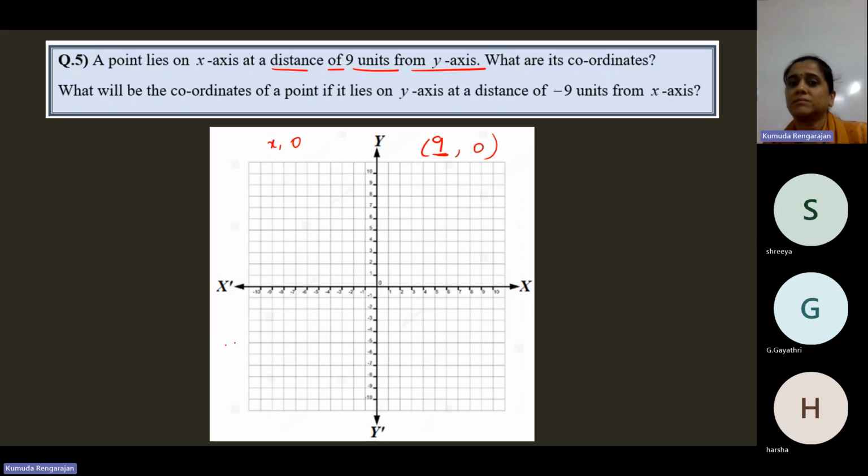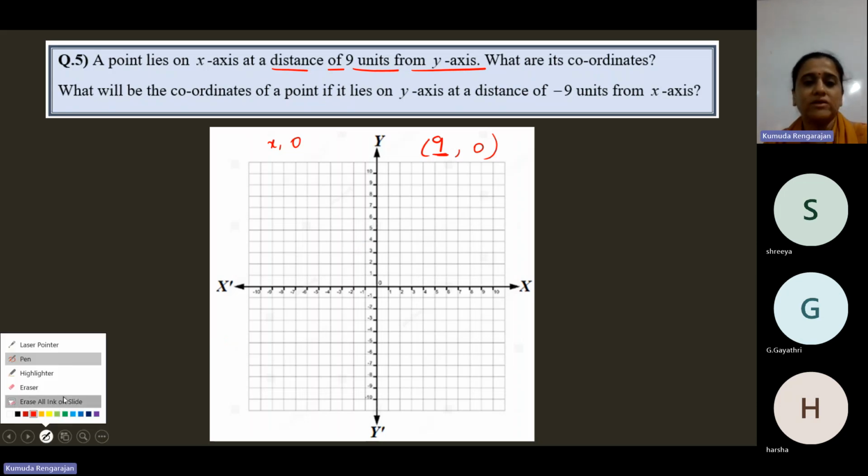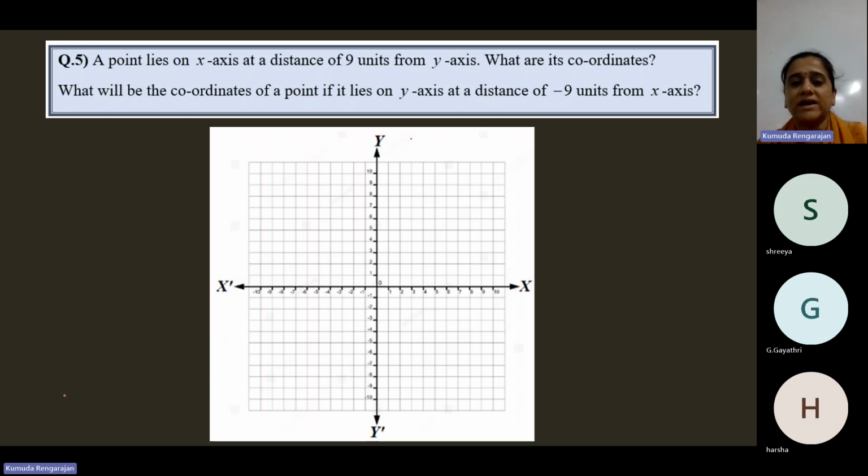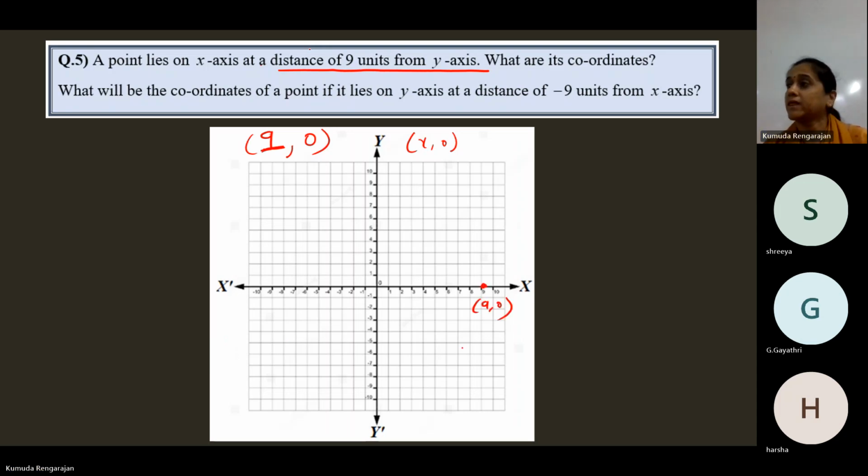9 comma 0. The point lies on the x-axis, so its address will be of the form x comma 0. We don't know this one, but it's going to be comma 0. How to fill this blank? The distance of the point from the y-axis. A distance of 9 units from the y-axis. So 9 comma 0. They're talking about this point, 9 comma 0.